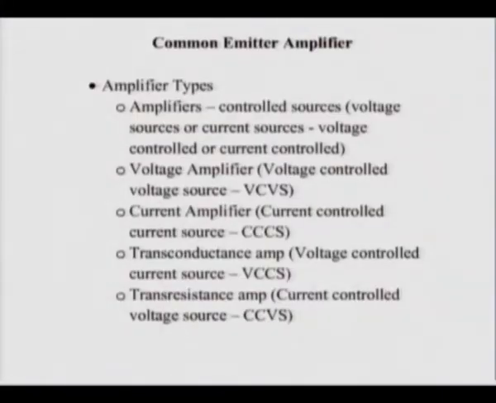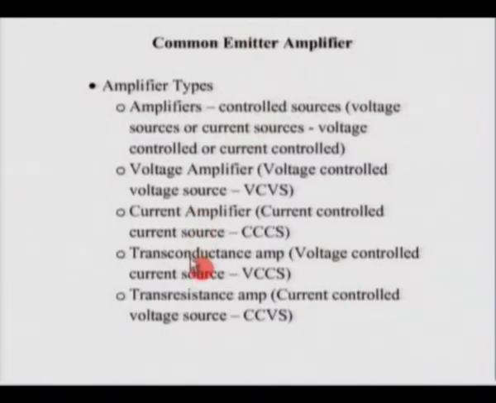So, you have 4 types of amplifiers. Amplifiers are controlled sources, either controlled voltage sources or controlled current sources. A voltage amplifier is a voltage controlled voltage source, whereas a current amplifier is a current controlled current source, meaning in a current amplifier the input as well as the output are both currents.